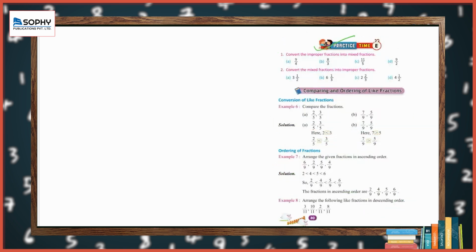Now let's look at the practice time, students. In the first one, we have to convert the improper fraction into a mixed fraction. So we divide 9 by 4, that is 4 2s are 8, remainder is 1. So it becomes 2 1 by 4. In this one, we have to convert the mixed fraction into an improper fraction. So 3 1 by 2 equals 3 into 2 plus 1 by 2, that is, 7 by 2.